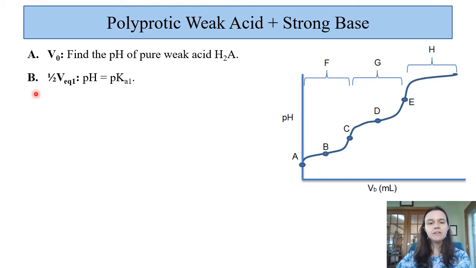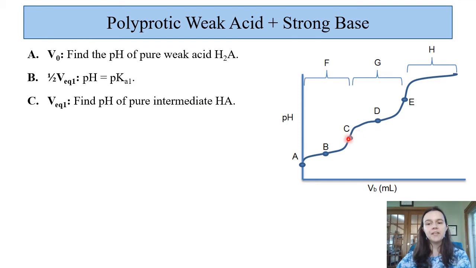At point B, this is 1/2 of the way to the equivalence point. This is where we have that special case of the buffer, where the pH is equal to pKa1 because we have equal concentrations of H2A and HA-. At point C, this is our first steepest location, this is equivalence point 1. Now you've completely converted H2A to HA-. The pH will therefore be found using the equations for a pure intermediate of the acid.